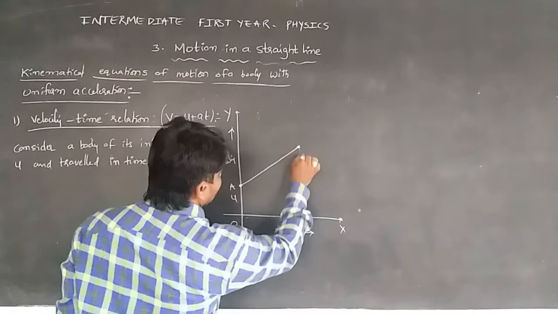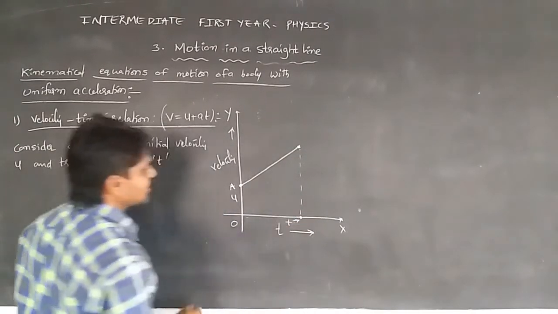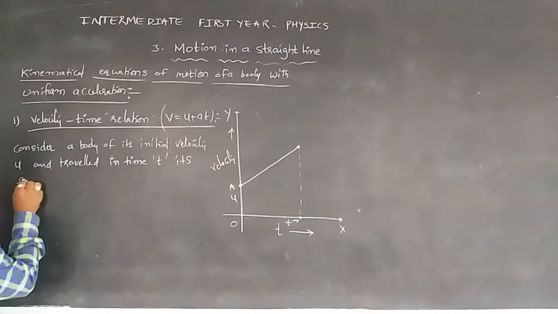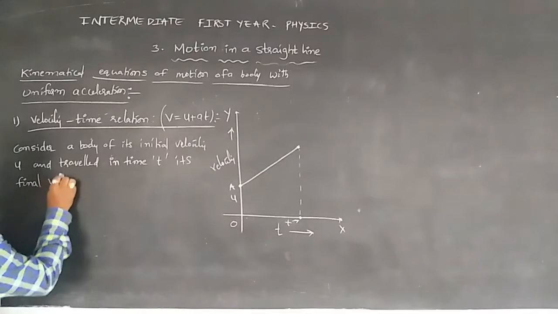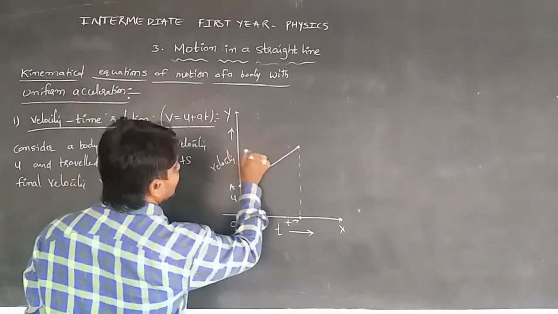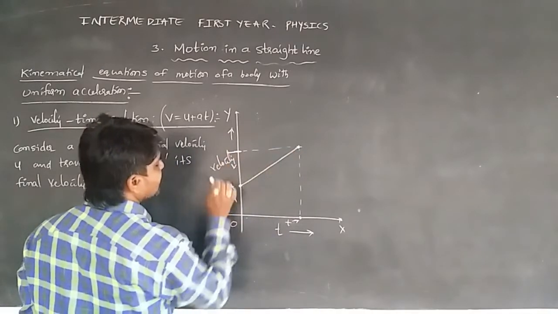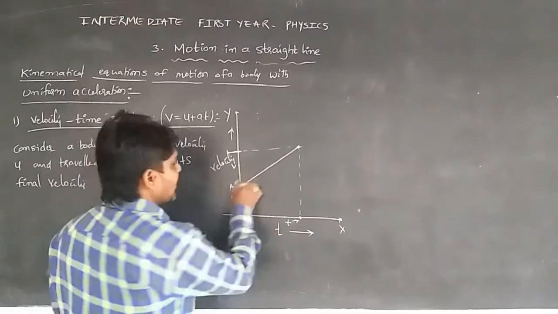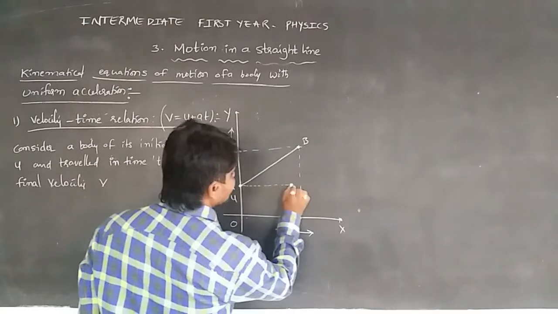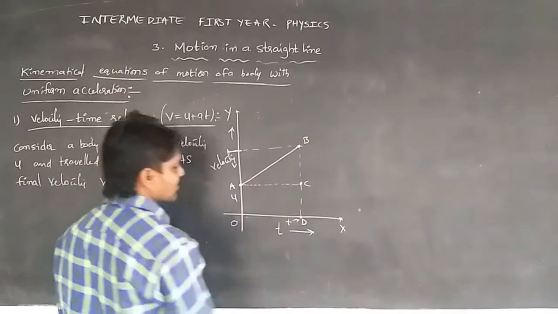According to this, here is t. Its final velocity will be v. Means whenever it reaches this point, the total velocity will be v. The final velocity will be v. So here consider it as A and B. I am drawing an imaginary line which is perpendicular to the BCD.